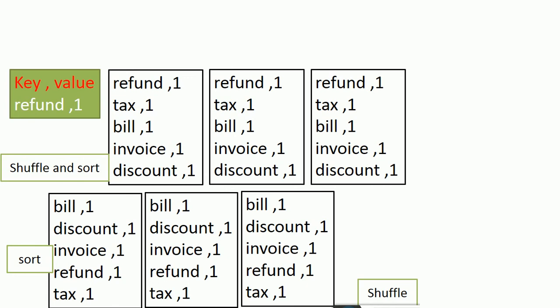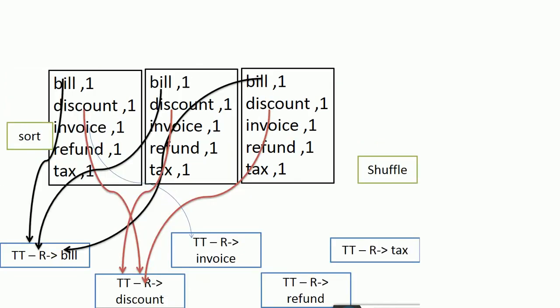After it is sorted, shuffling is performed. And what is shuffling? You will understand in the next slide. Are you able to understand what's happening? I said that at the shuffle and sort phase, it will be decided how many reduce tasks are to be started. How is it decided? It is decided on the basis of the unique number of keys you have.